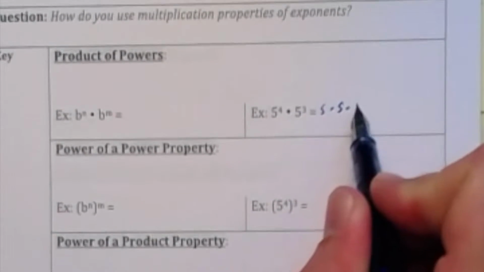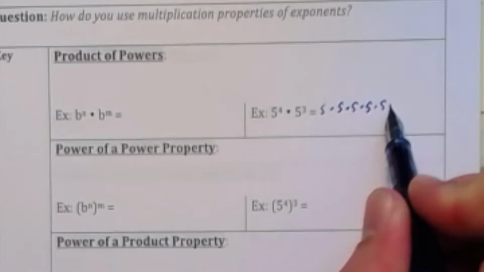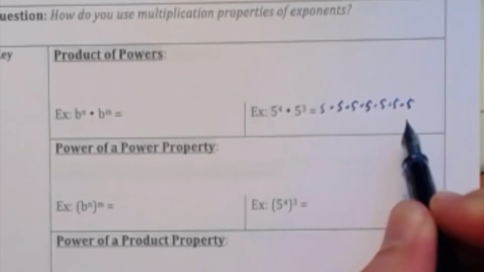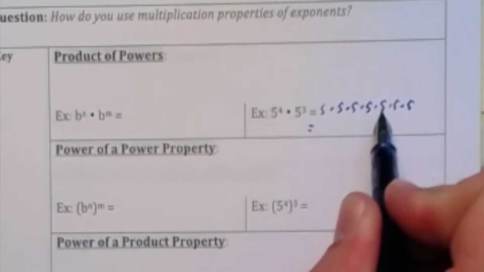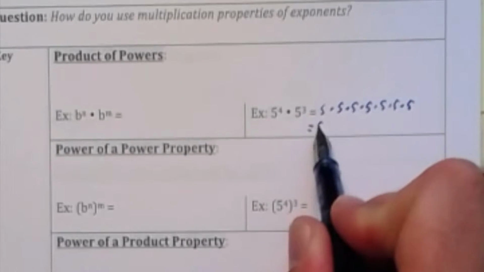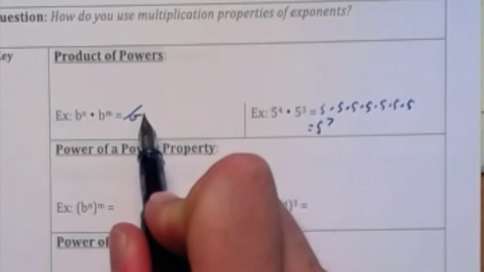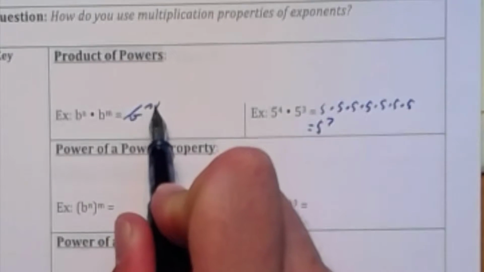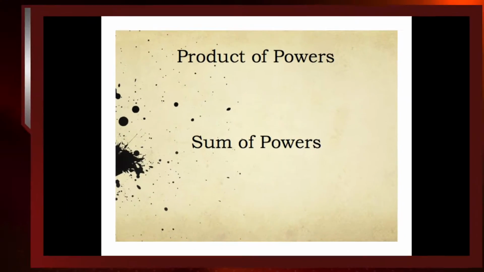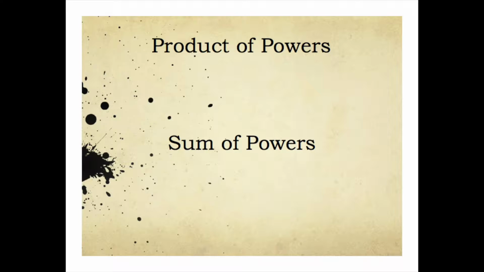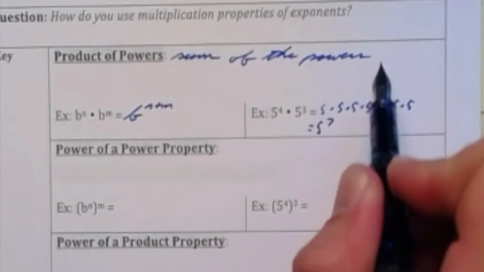5 to the 4th power means that it is 5 times 5 times 5 times 5. There's 4 of them. And 5 to the 3rd is 5 times 5 times 5. If I count up how many 5s I have, I see that I have 5 to the 7th power. 5 to the 7th power is the same as 5 to the 4 plus 3 power. This means that if I had b to the n times b to the m, that's b to the n plus m. So we can define the product of a power as the sum of its powers.